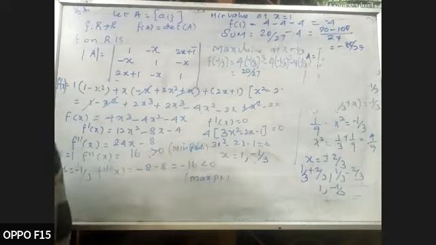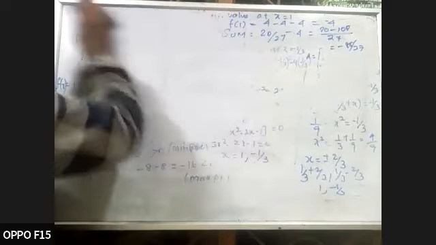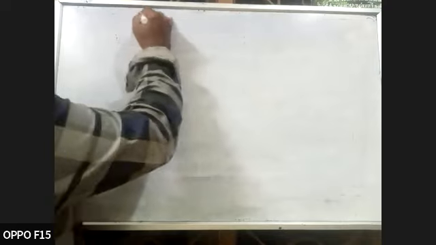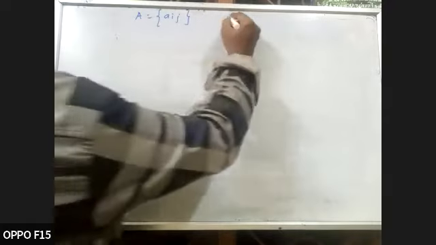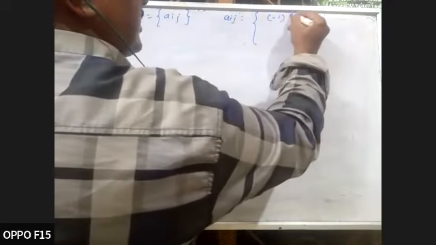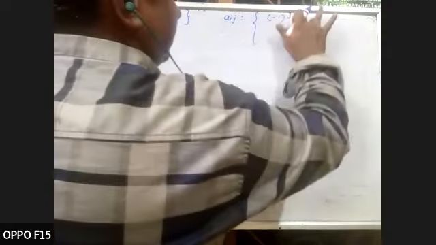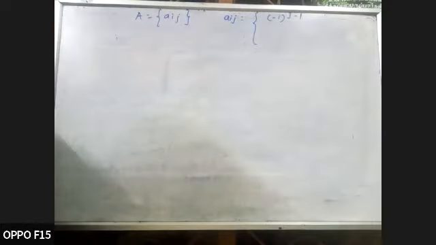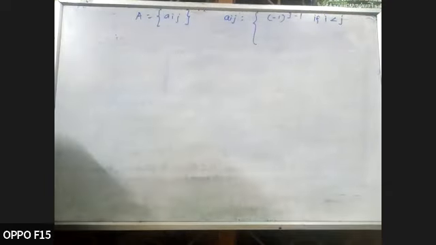Next one. Let A equal (aij) be a 3 by 3 matrix where aij is equal to minus 1 power j minus i, if i is less than j.